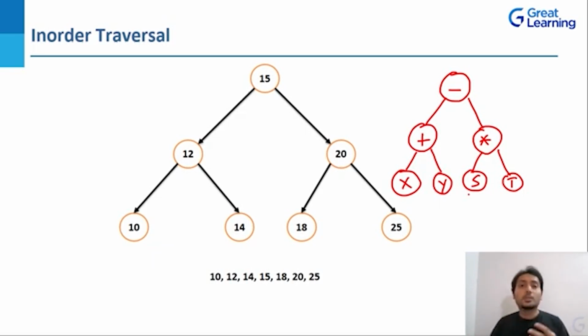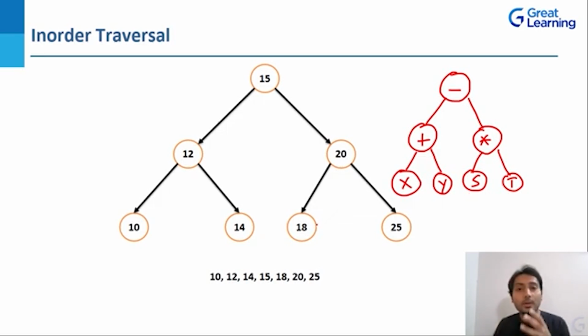There are situations when you want to visit the left side or the left subtree first, then the root, and then the right subtree or the right side of a tree. When such scenarios are required by your application or program, you can choose in order traversal as a solution for your program. Now look at this example.